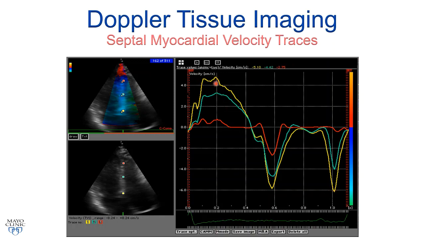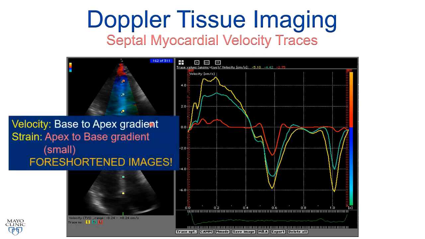Note that there's a base to apex gradient in velocity, and this would be a problem if you wanted to use velocity for making a diagnosis, as then you'd have to determine normal values for each segment. Therefore, velocity analysis, aside from perhaps measuring the E' velocity and using this in diastolic function assessment, is not so much used in daily practice.